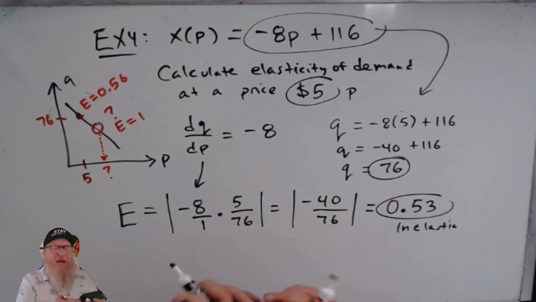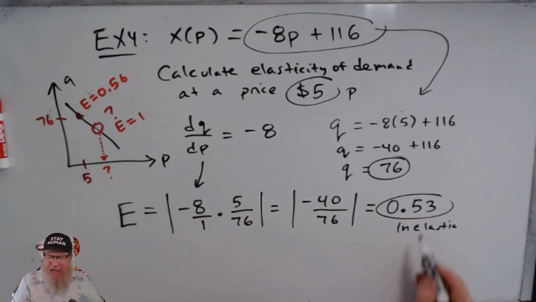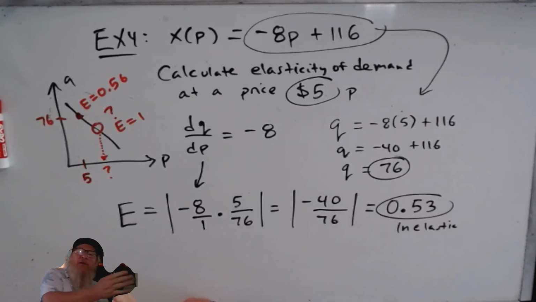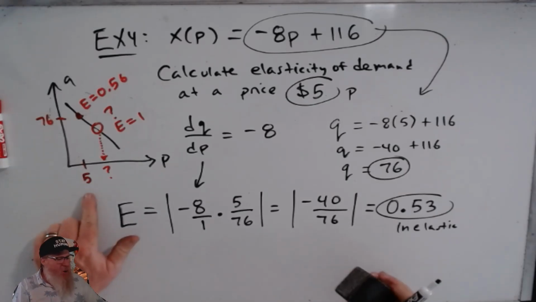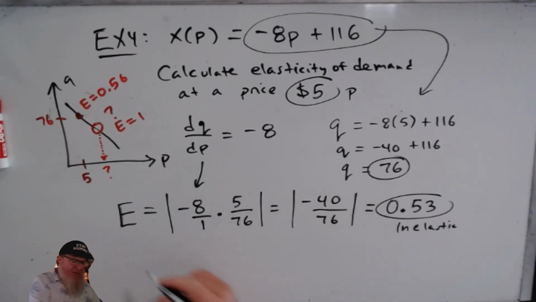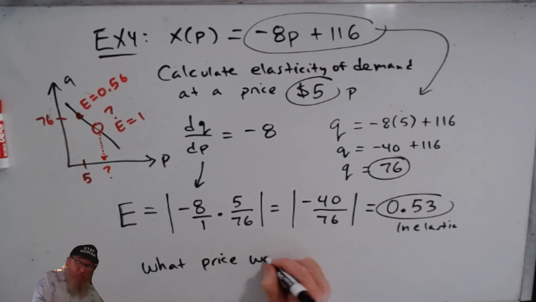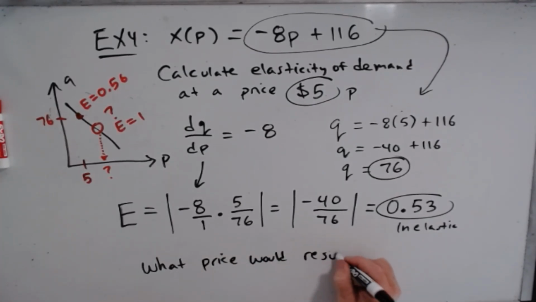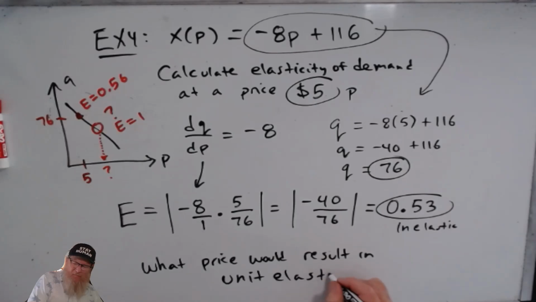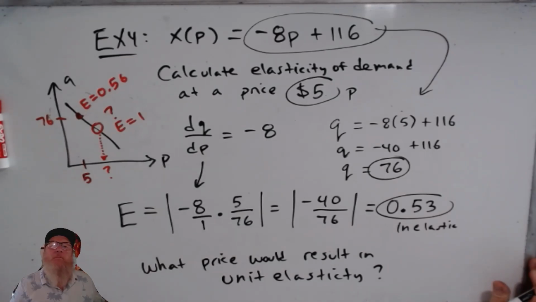We know we have to raise the price. It's going to be more than $5, which is the whole point of calculating the elasticity to begin with. Find the elasticity, and then that'll tell you whether you're going to lower the price or raise the price. We know we have to raise the price. It's got to be more than $5. So what is the best price? What price would result in unit elasticity? Well, I don't know.